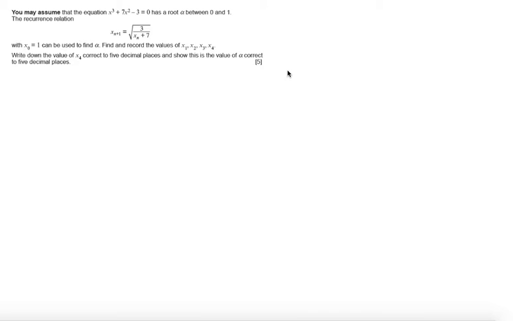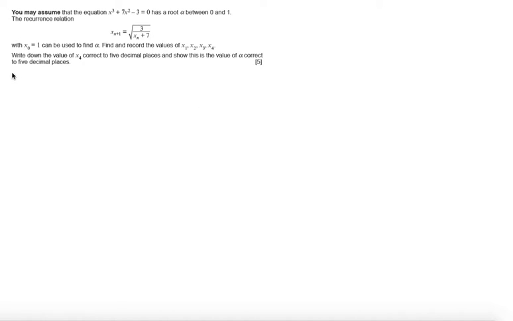In this question, we are told that you may assume that the equation x cubed plus 7x squared minus 3 has a root alpha between 0 and 1. We're told then that the recurrence relation x(n+1) is equal to the square root of 3 over (xn plus 7), with x0 equal to 1, can be used to find alpha. Find and record the values of x1, 2, 3 and 4, and then write down the value of x4 correct to 5 decimal places. Show that this is the value of alpha correct to 5 decimal places.